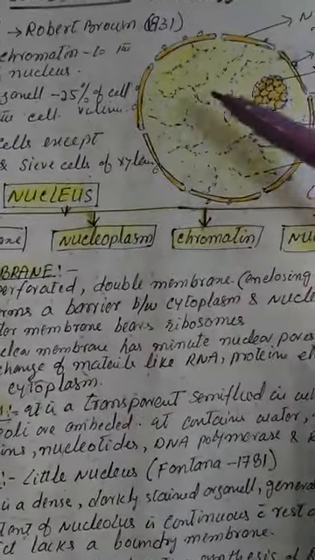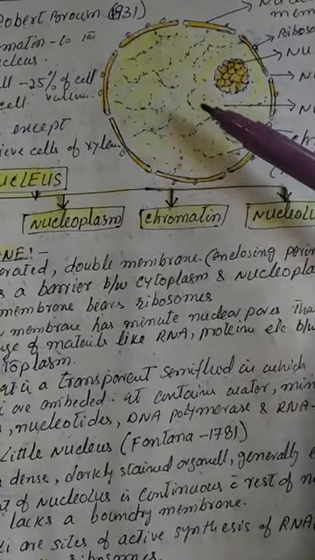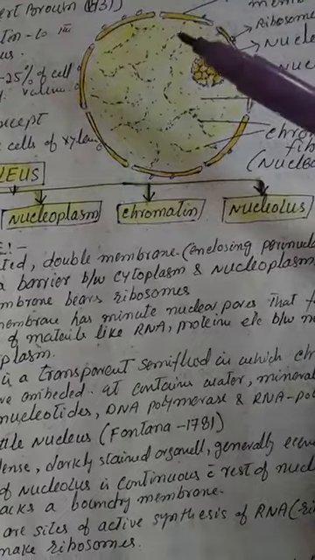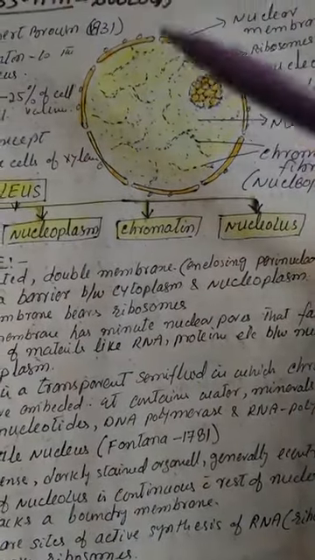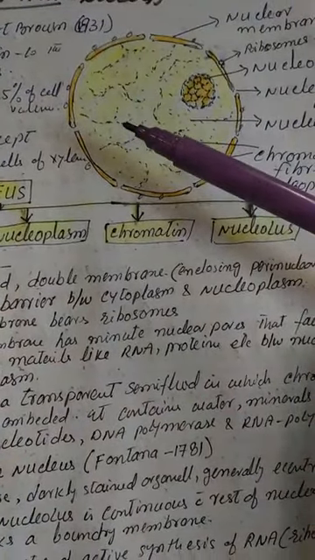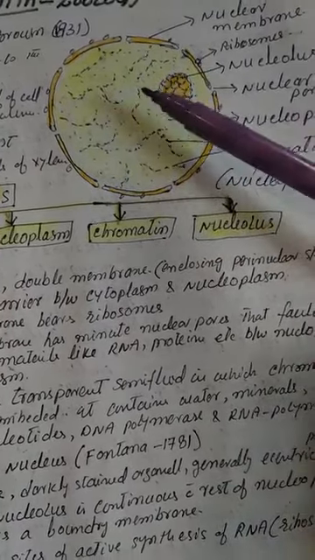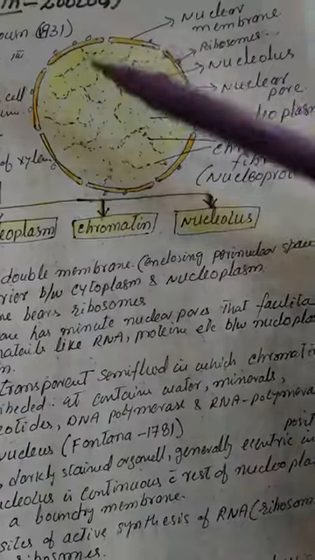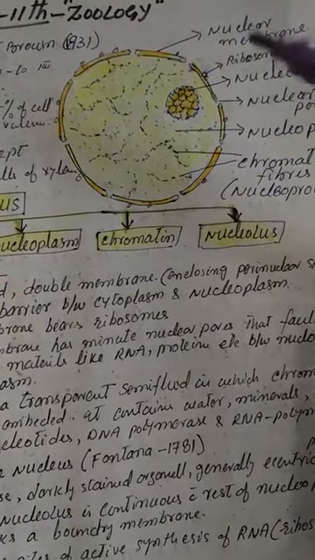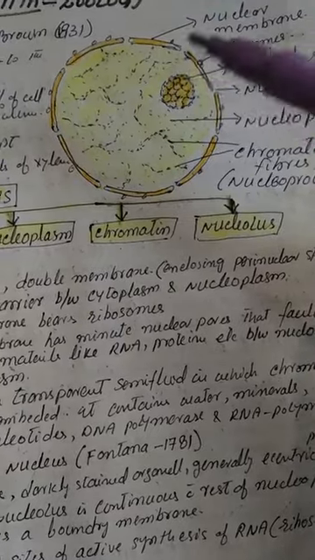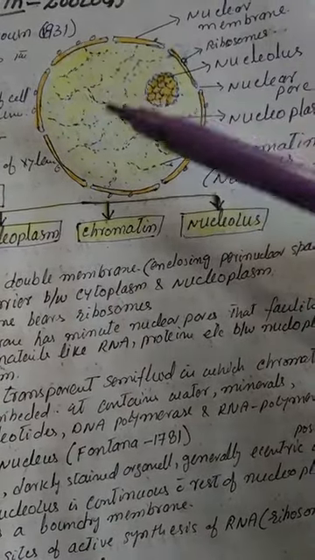Now the nucleoplasm, in this region, it is actually a transparent semifluid in which chromatin material and nucleoli are embedded. It contains water, minerals, nucleoproteins, nucleotides, and enzymes like DNA polymerase and RNA polymerase.